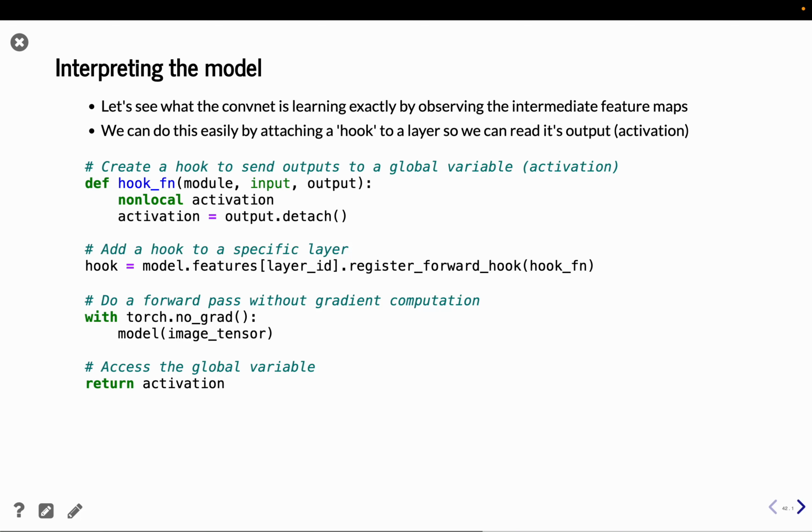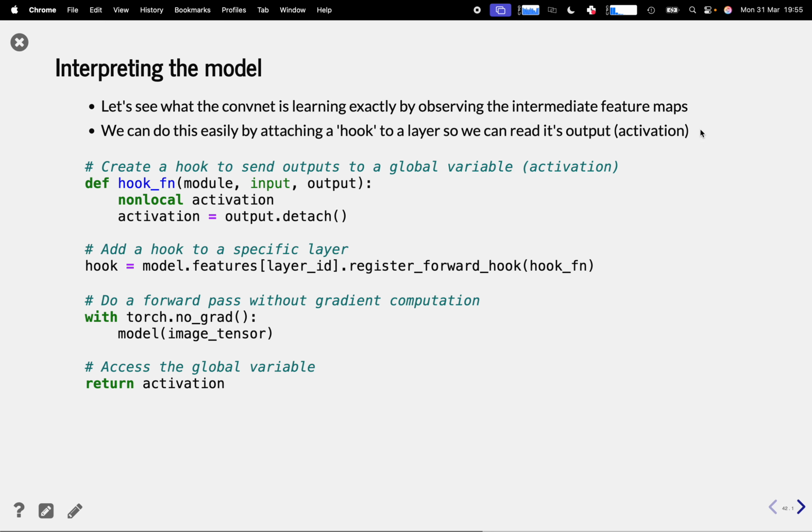Now we've built a number of convolutional networks. It's time to see whether they have actually learned something useful. And we can do that by interpreting the model, by looking at particular outputs or the weights themselves and see if they respond to anything we can recognize as being useful. One thing we can do is to observe the intermediate feature maps.